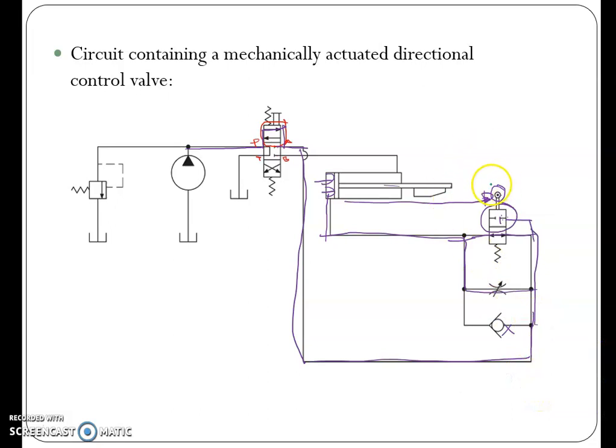Okay, next, bila dia dah fully extend, kita nak retract. Bila you nak retract the cylinder, you need to shift to this position. So the flow from the P, dia akan masuk dekat B. B lalu ke sini and then the cylinder will retract. The fluid dalam ni akan flow masuk dalam P, tank.